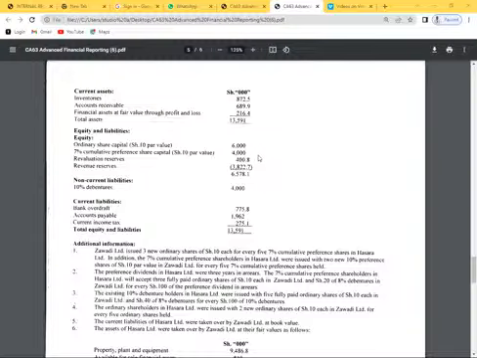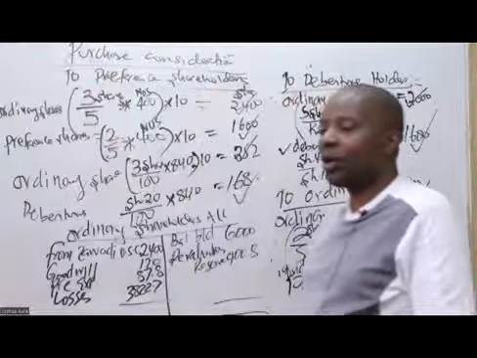Revaluation reserve, 400.8. So revaluation reserve is 400.8. So please go ahead and close this account. That is it. Close the account.